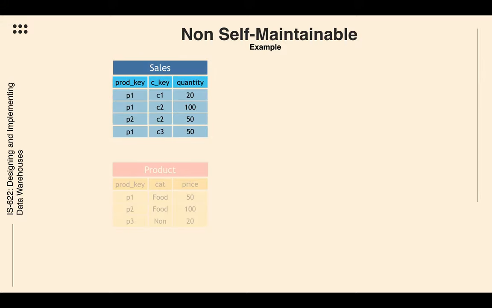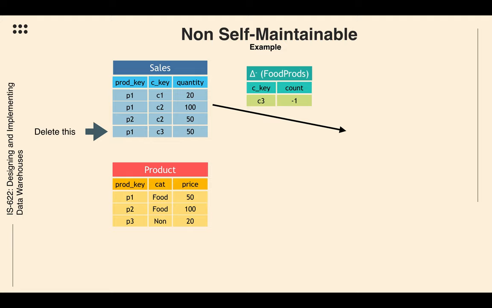Now, let's take an example of something that is not maintainable. Okay, we just saw that, but again, it's good to know it. So we have sales, the same sales table that we have been using, and we have a product table. And let's suppose we delete a record from the sales table, which is P1, C3, and 50. We want to delete this record. Now, once I delete this record, you saw from previous examples that whenever you delete or add something, we create a delta table, right? That delta table is C3 and minus 1.